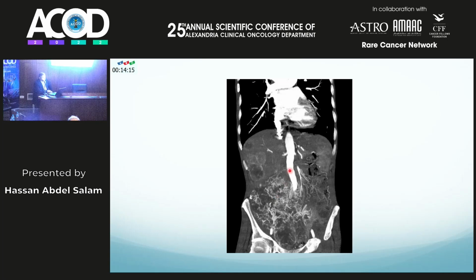This is a coronal reconstructed image of the CT, and as you can see, this is the liver mets there, and you can see the stromal tumor with the very high vascularity. And our next step is to embolize this tumor to control the bleeding.